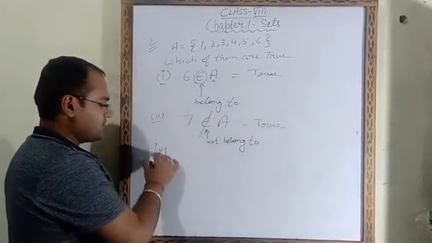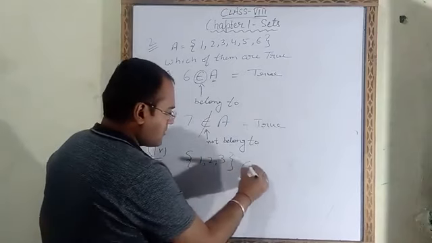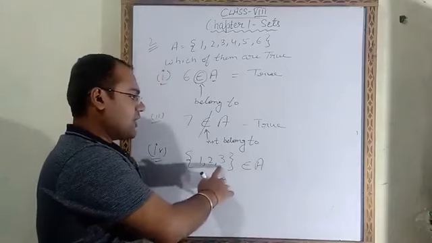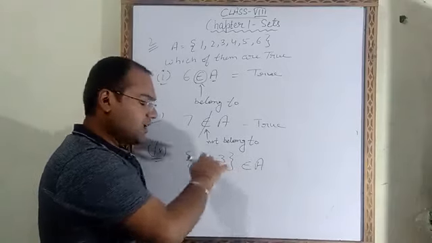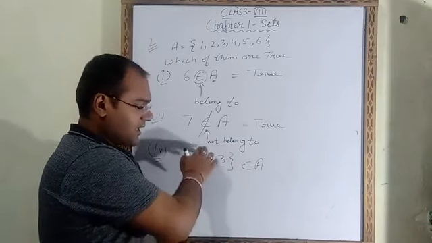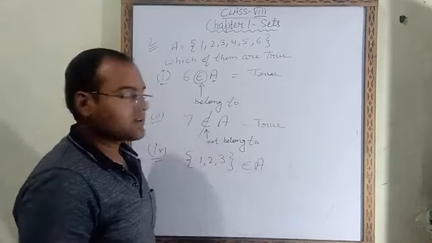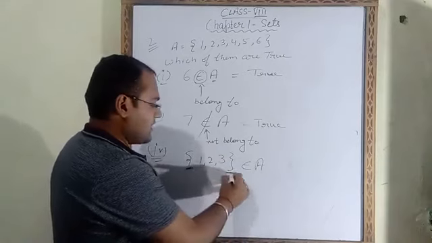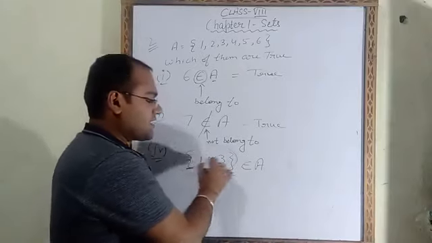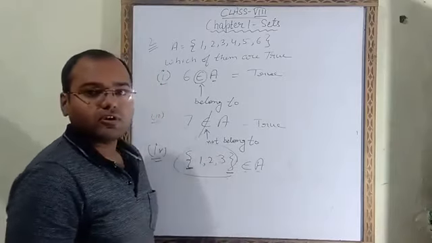Fourth part. Fourth part is this. 1, 2 and 3 elements are written inside the curly bracket. That means this is the set. Set A, set 1, 2 and 3 belong to this set A. First thing is here brackets are there. That means this is the set. Then set does not belong to this set A. Only elements belong to A.